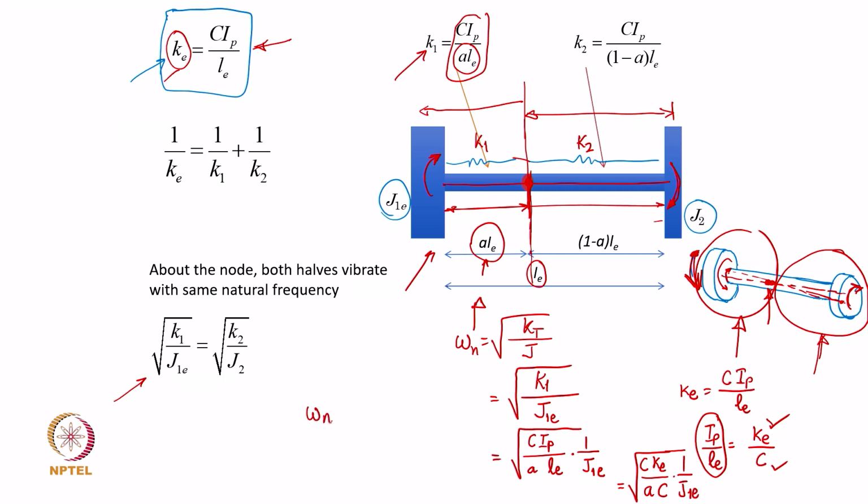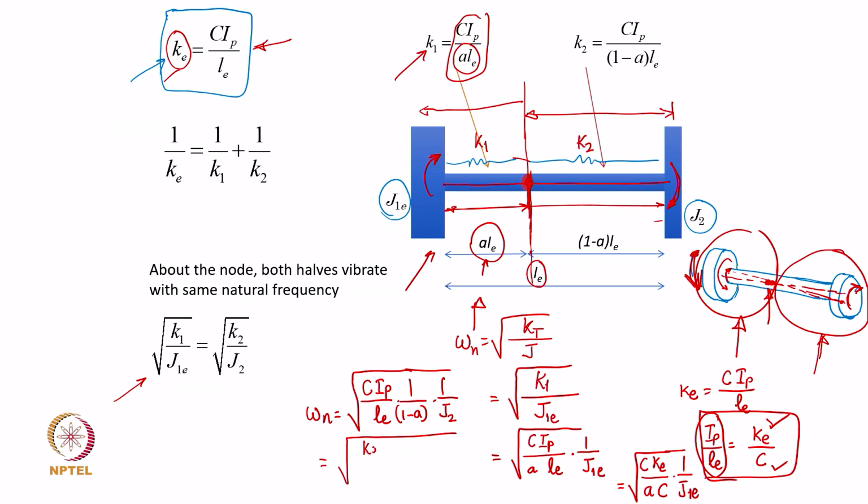I will also find out the natural frequency considering the second part. For that I will have this expression of C IP over LE, and then I have another term in the denominator, that is 1 minus A, and then 1 over J2 or J turbine. In this case, let us say it is J2. Except A, I have all other parameters known. If I replace IP over LE using this expression, then I will have here KE, C will cancel out, and then I have 1 minus A and 1 over J2. So, this is omega n, same as this.